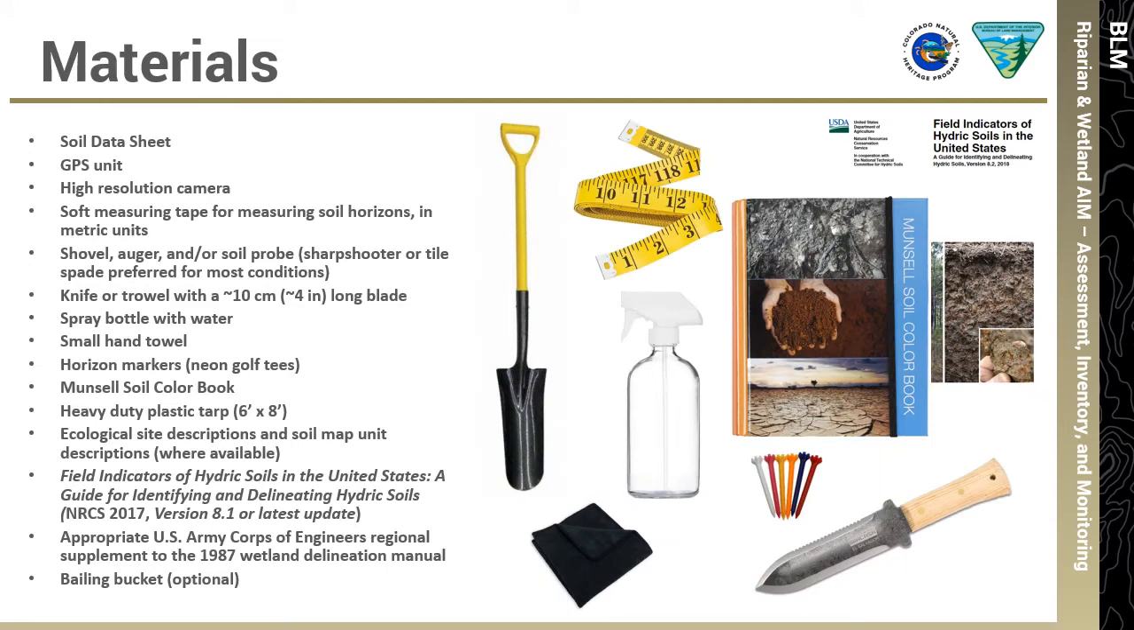Materials used for this method include the soil data sheet, a sharpshooter shovel, auger or soil probe, a soil knife or trowel, a tape measure, a squirt bottle, a Munsell soil color book, golf tees for marking horizon boundaries, and the Guide to Field Indicators of Hydric Soils in the United States, and other appropriate supplementals for your ecoregion.